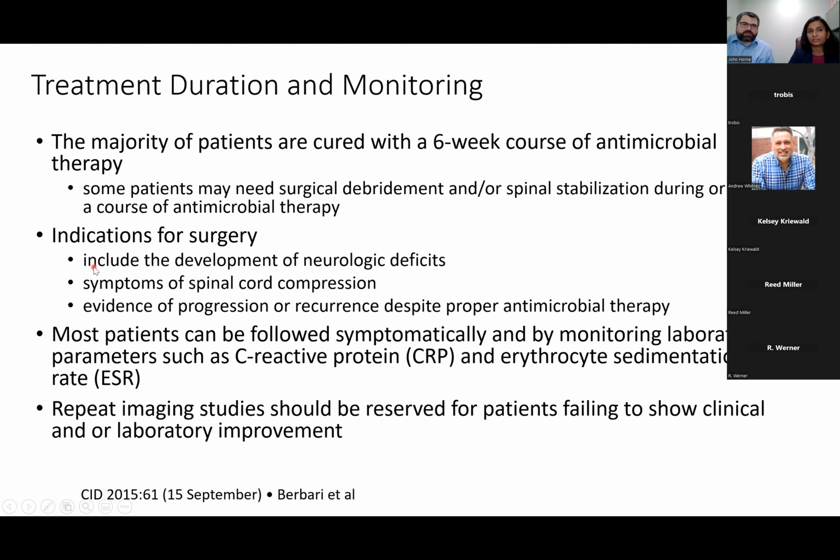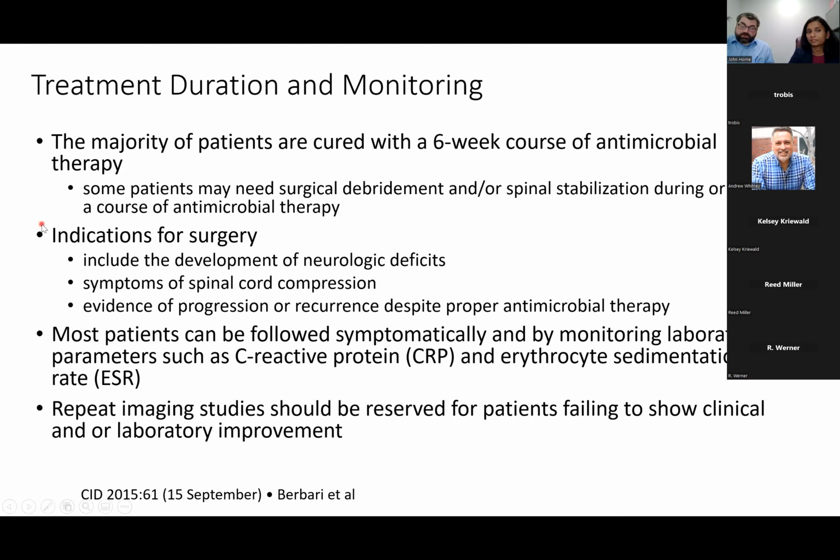All right, and then treatment duration and monitoring. So when it comes to osteomyelitis, as we discussed before, it's going to be 4 to 6 weeks. Here with spine, I usually go 6 to 8 weeks. Yeah, spine is much longer. Agree. And there are some studies saying that longer is better for vertebral and spine.